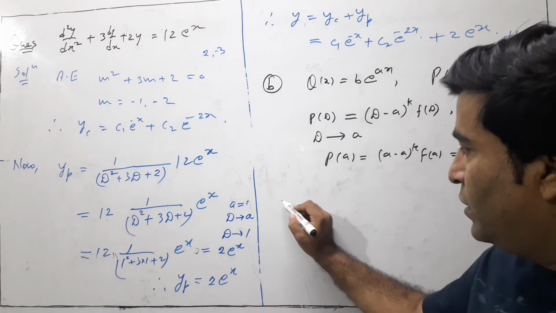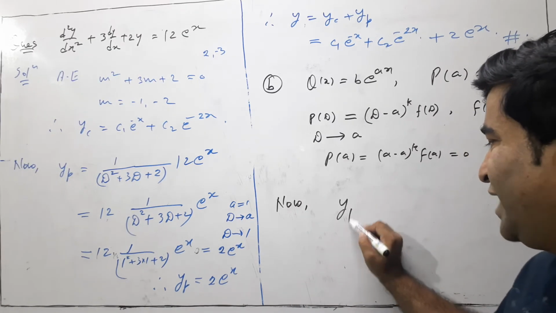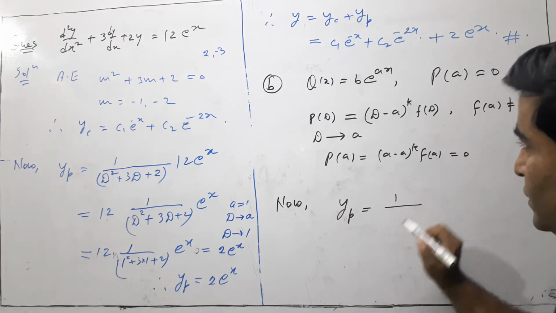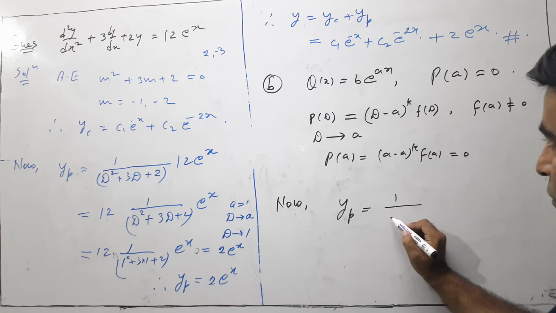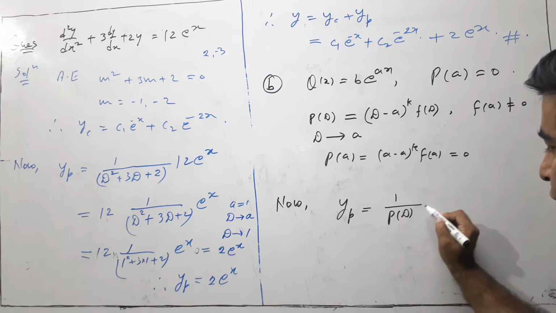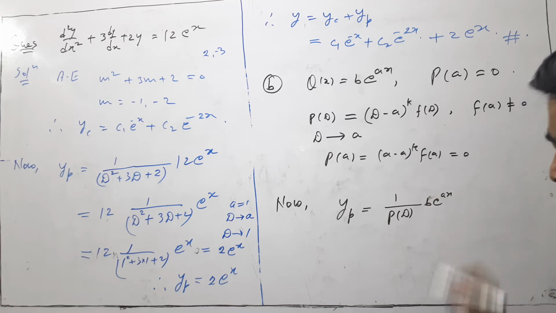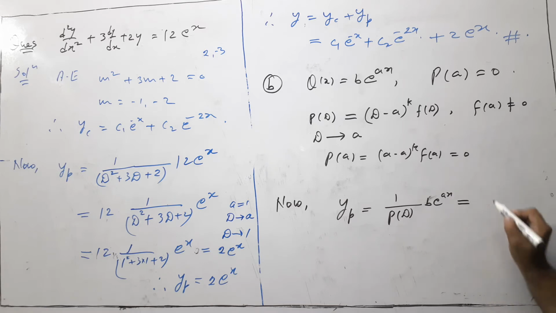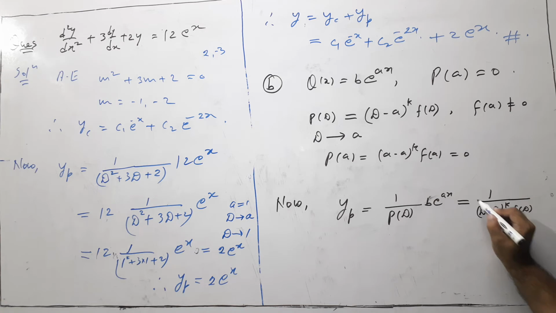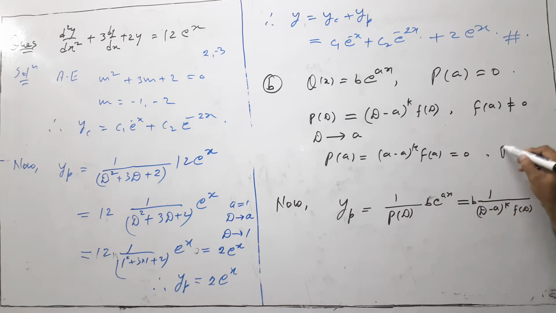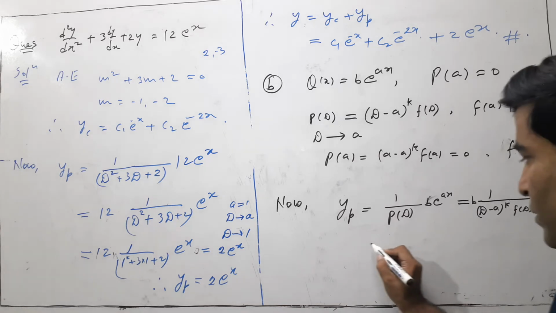So here we use the following formula to find the particular integral of the given differential equation. We write 1 over P(D) into V e^(ax), where P(D) is (D - a)^k into f(D), and V is constant, so we take it outside, and this operates on e^(ax). Here we can replace D by a in f(D), because f(a) is non-zero.